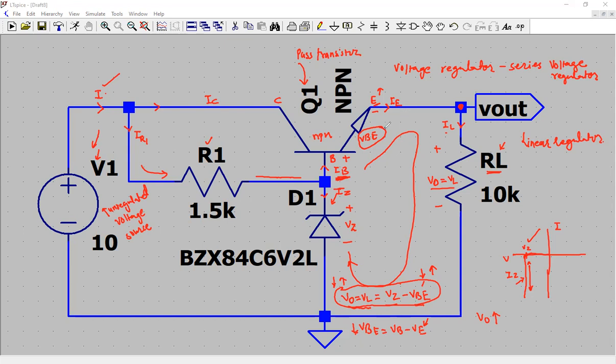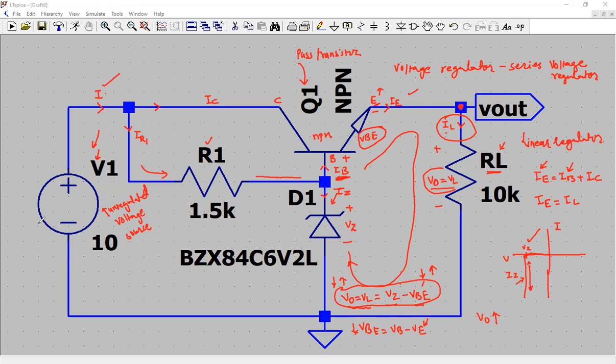And remember, IE is equal to IB plus IC. So IB is going to increase or decrease, which subsequently is going to increase or decrease IE. And IE is nothing but your IL. So essentially IL will be modulated, which will modulate the drop across the load resistance. So this is how things will happen.